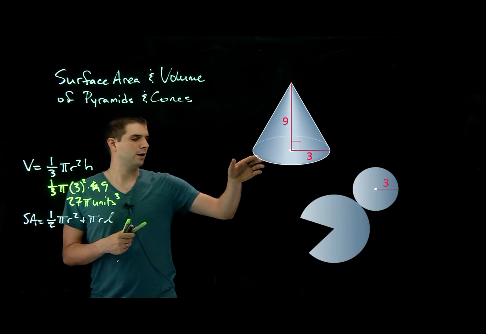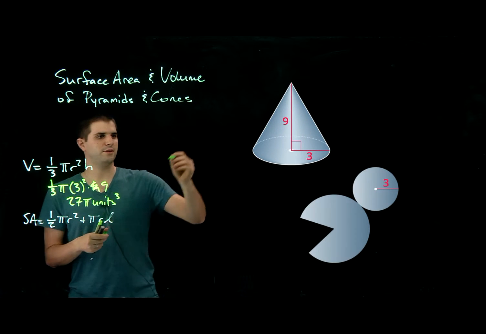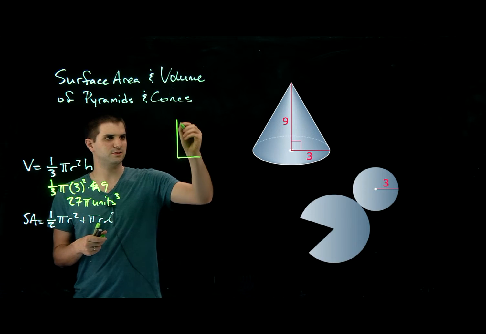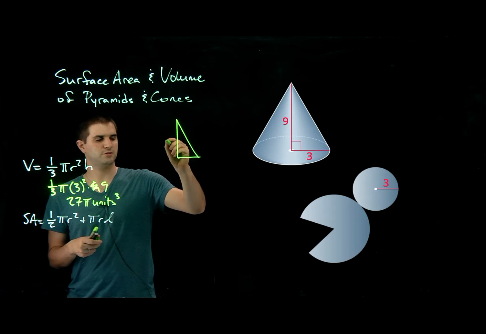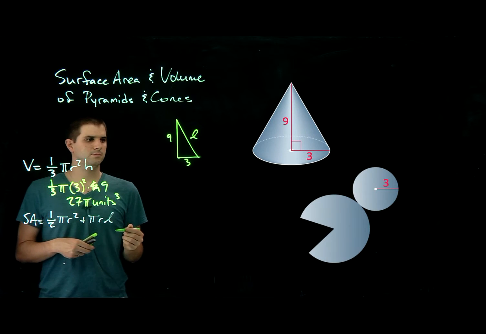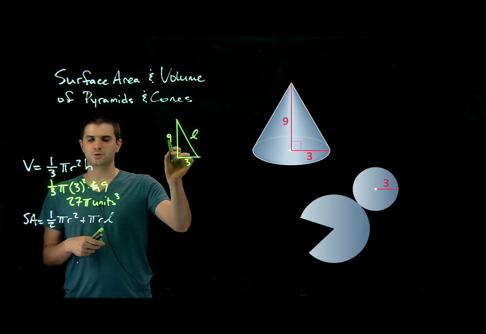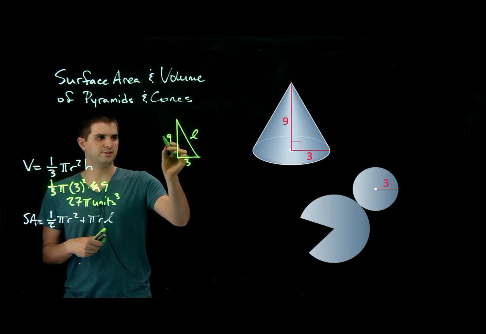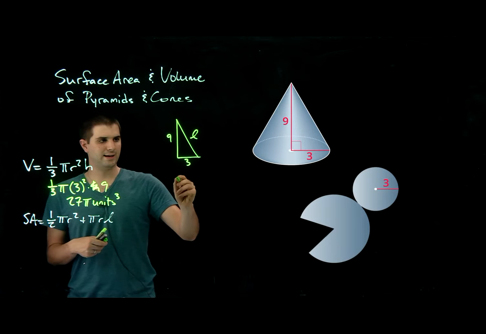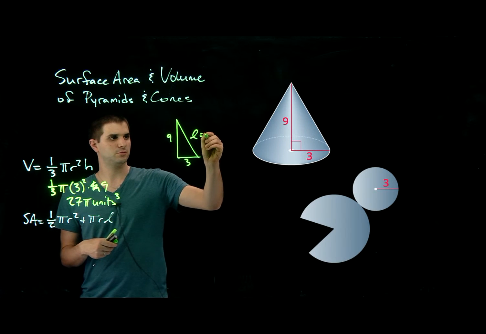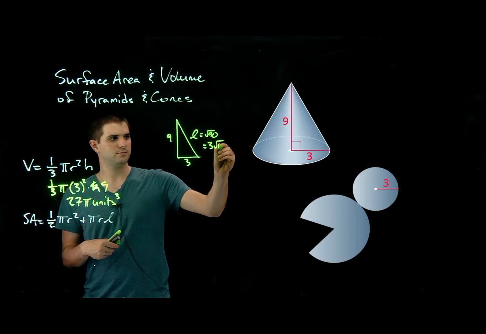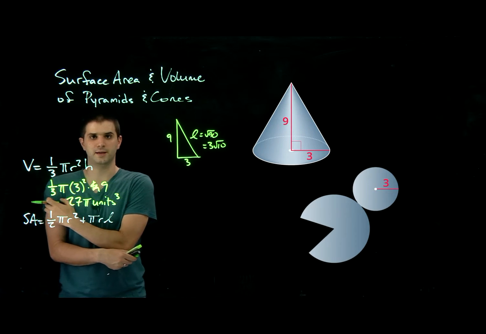So here we have the pyramid. We have this sort of situation happening. Our height is 9. Our radius is 3. This is L. Okay, so 9 squared plus 3 squared is going to be 90. So root 90 equals 3 root 10. So the slant height in this case is 3 root 10.